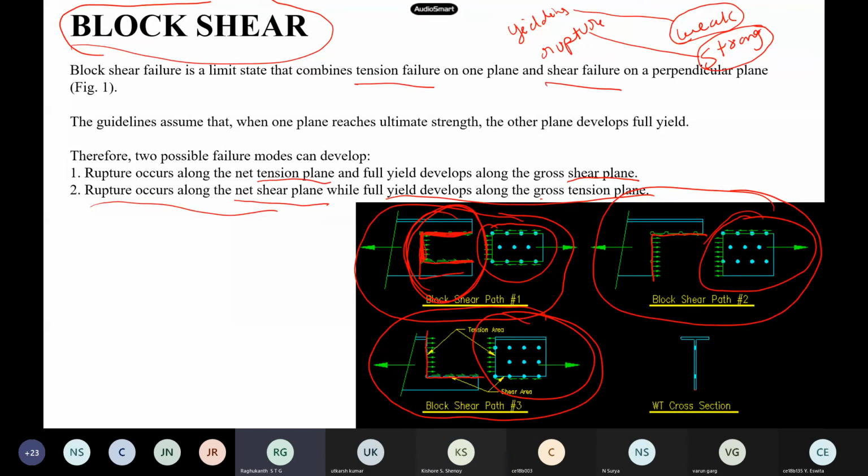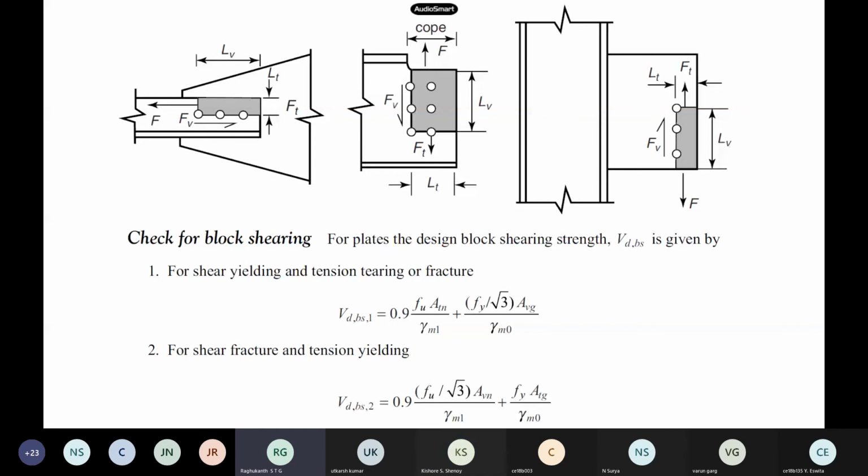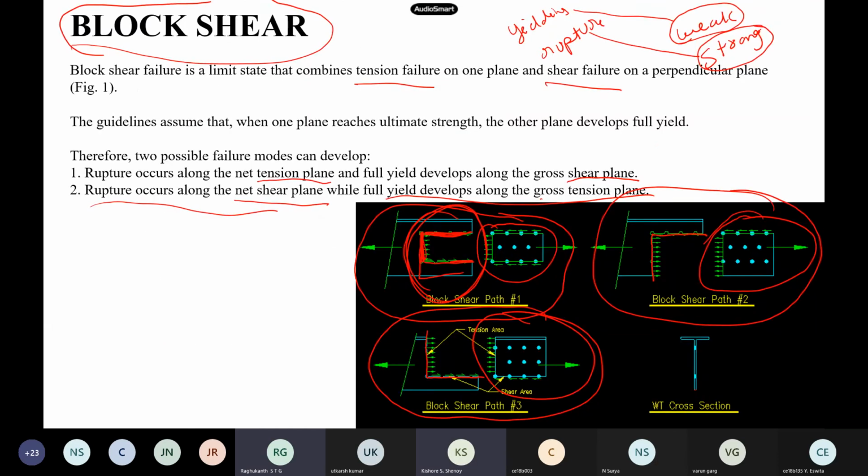And gross area is very easy to calculate, but for net area you have to subtract these holes also. I showed you last time, and we will do it once again. Please tell me. In the previous image, in the third image, it's an L section, right?